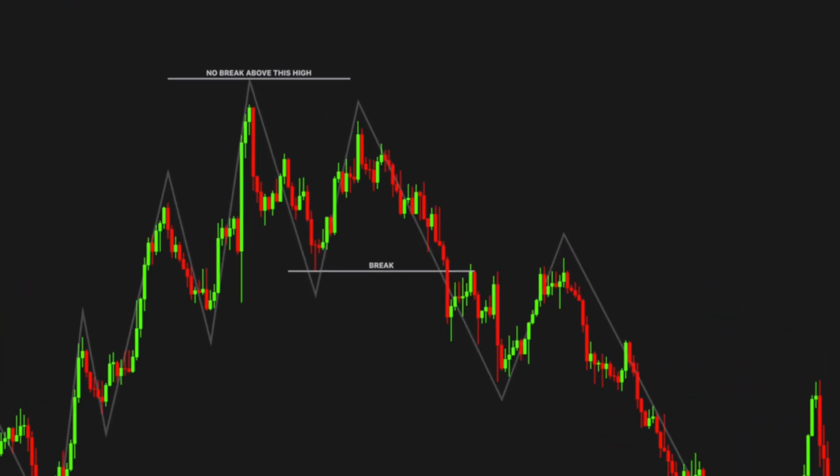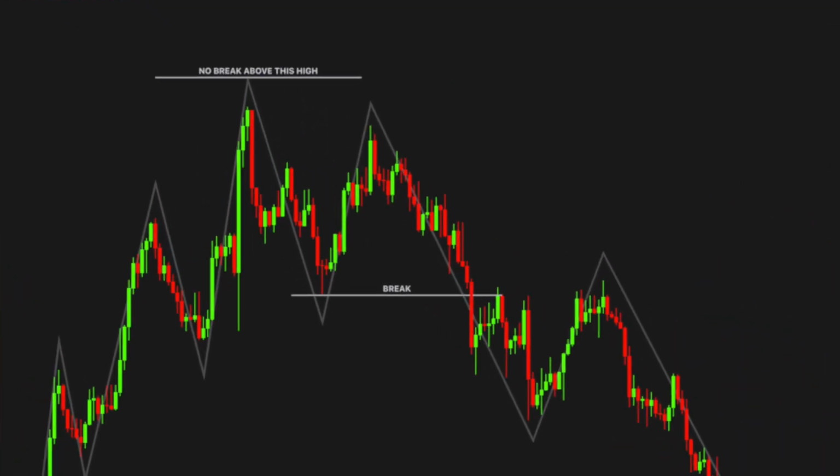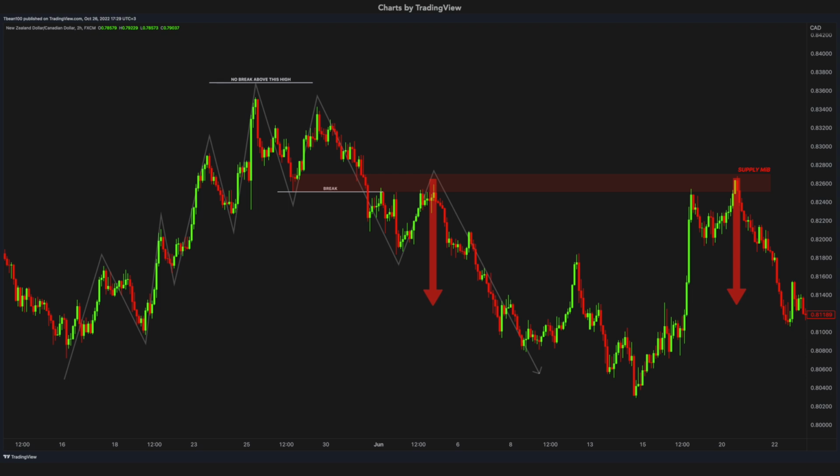Secondly, you can see where the major breaks happen. You can see the mitigation block right here, which creates a very strong supply area. Price comes into these zones and reacts twice.